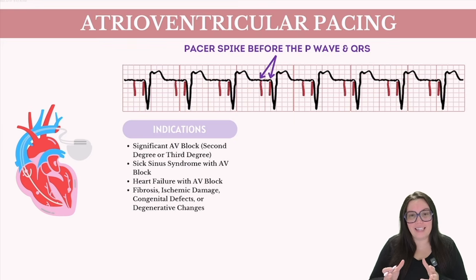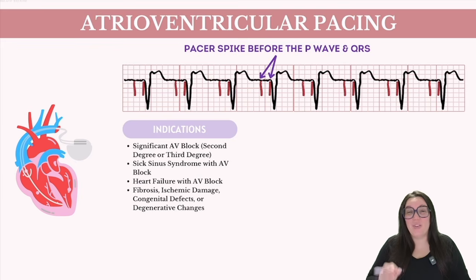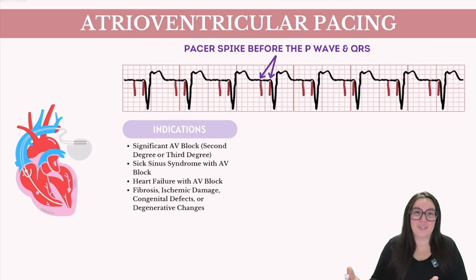And when you're looking at an ECG, you're going to see that you're going to have a pacer spike before your P wave and another pacer spike before your QRS. The goal of this kind of pacing is to closely mimic the natural timing and sequence of the heart's electrical system, promoting a more efficient cardiac function.